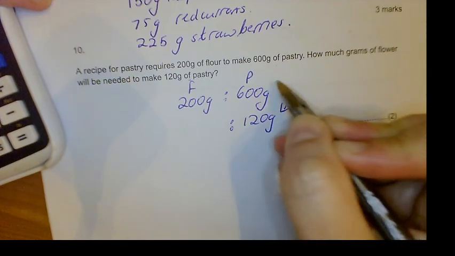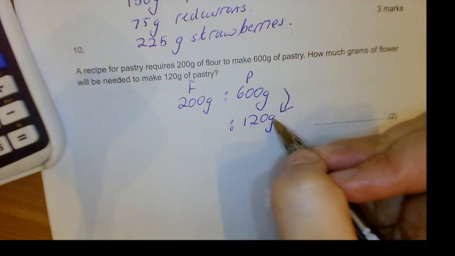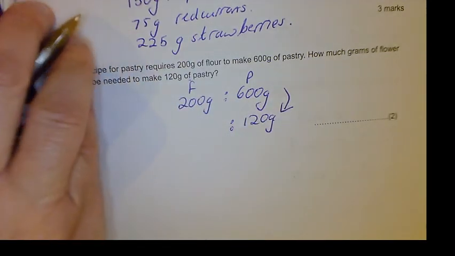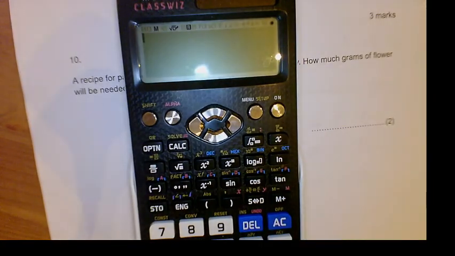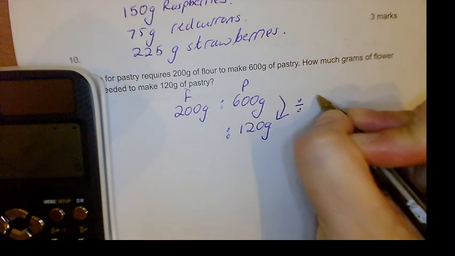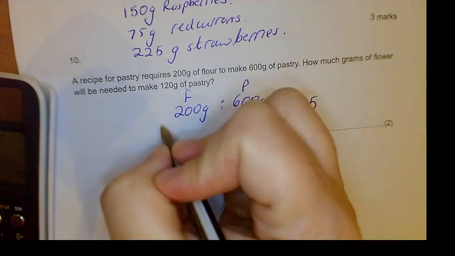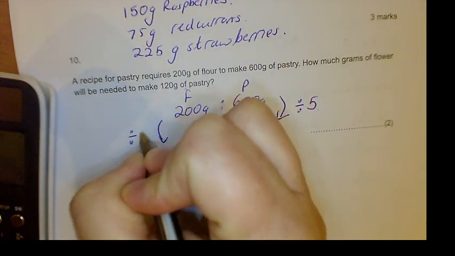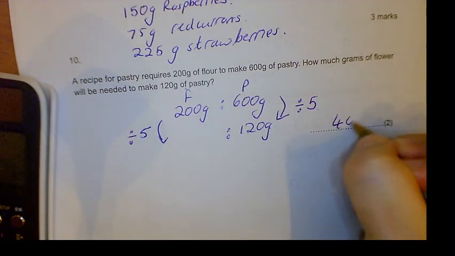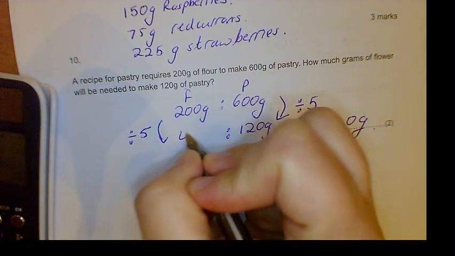What have I done here? Well, you can see that I haven't multiplied, I've divided. To work out what I've divided, I'm going to divide 600 by 120. So 600 divided by 120 gives me 5. So I've divided this by 5. That means I'm going to divide this by 5. And 200 divided by 5 is 40 grams. And that is my answer.